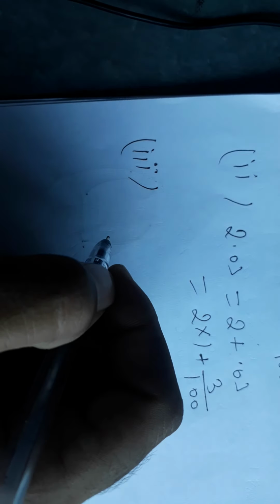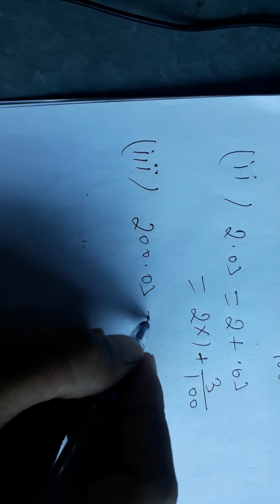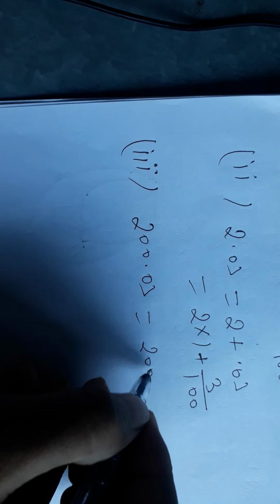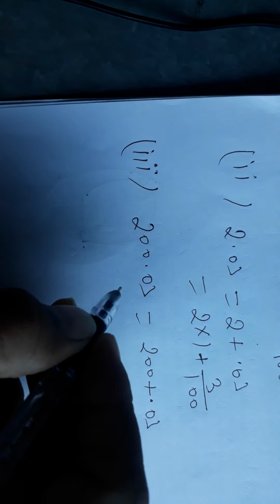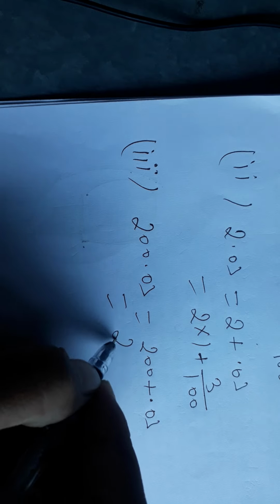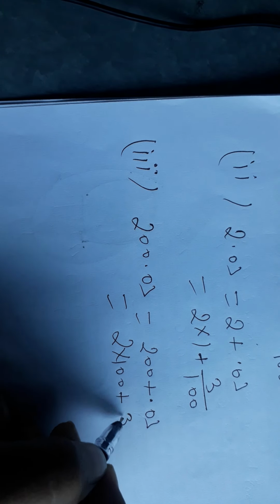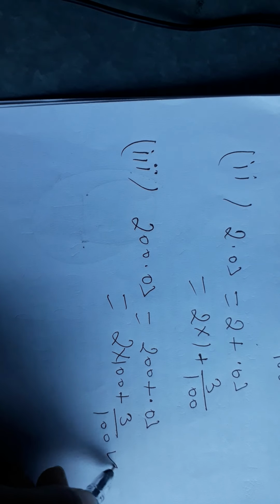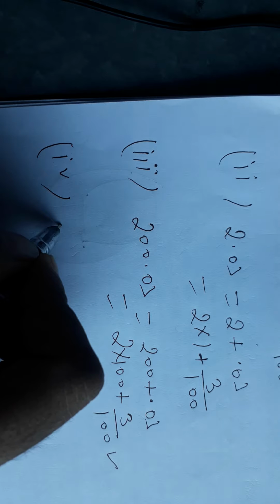Our next one is third, which is 200.03. This can be written as 200 plus 0.03. 200 is 2 into 100, plus 0.03 can be written as 3 upon 100. This is our answer.